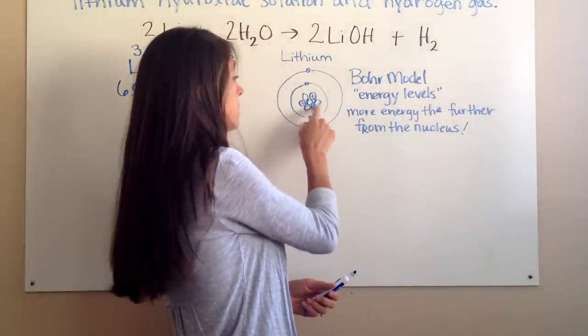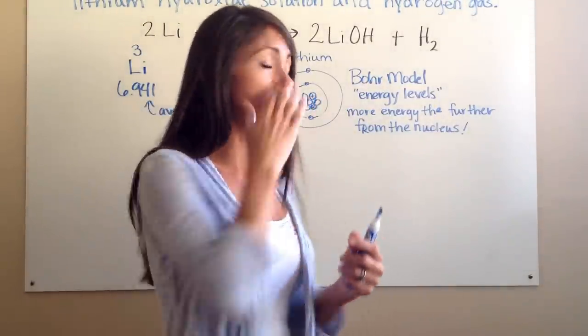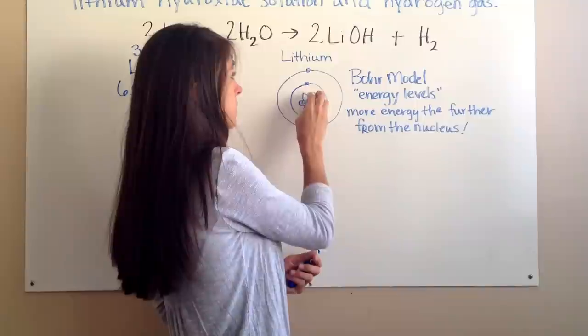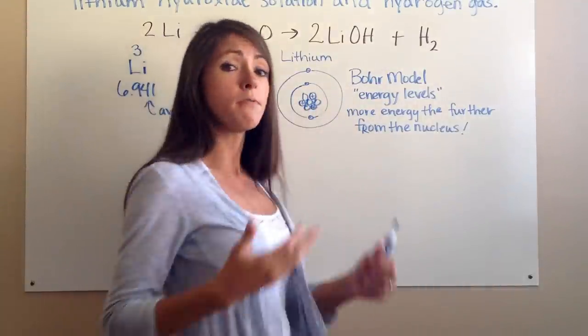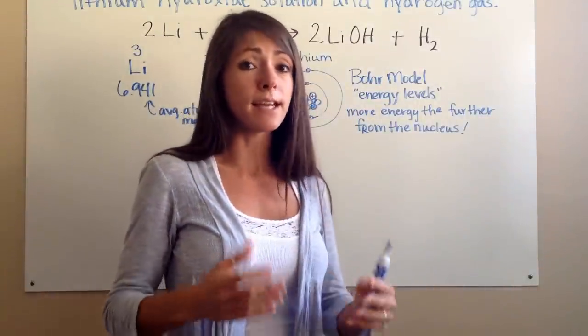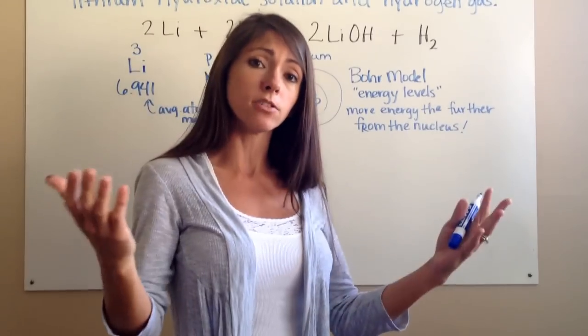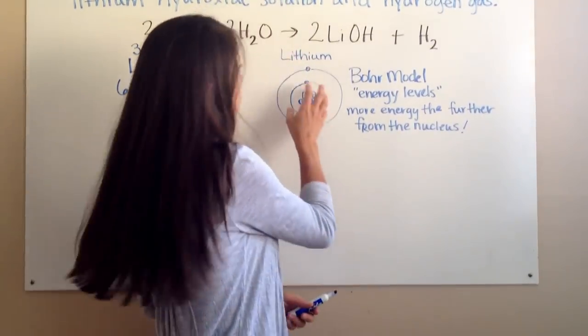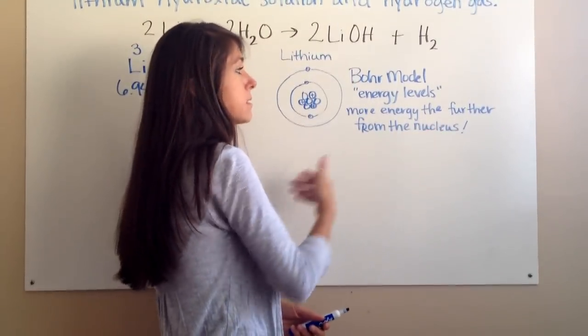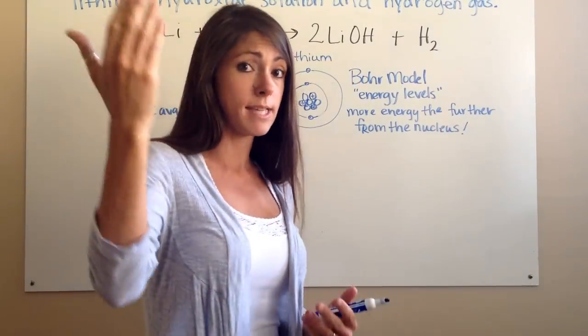Now, you can see, and this is much larger than a nucleus really is, but you can see the protons and neutrons inside. Now, Bohr was the father of energy levels. He said that electrons weren't just orbiting outside the nucleus, that they were orbiting in specific energy levels around the nucleus. So the further out you get from the nucleus, the more energy that those electrons have.